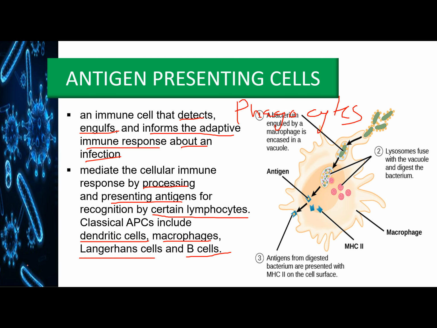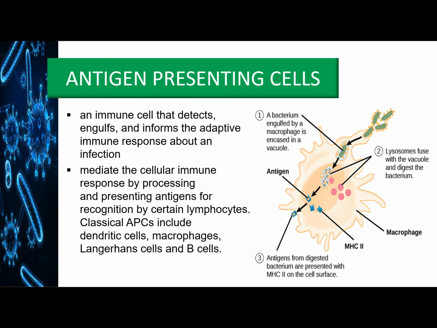So, ito yung simplified explanation ng phagocytosis. A bacterium is engulfed by a macrophage, then it would be encased in a vacuole. Lysosomes would fuse with the vacuole and digest the bacterium. Antigens from the digested bacterium are presented with MHC2 on the cell surface. So, gamit siyang MHC2 na yan, class, it would now be presented to the B cells and T cells. Kaya siya tinawag na antigen presenting cell.